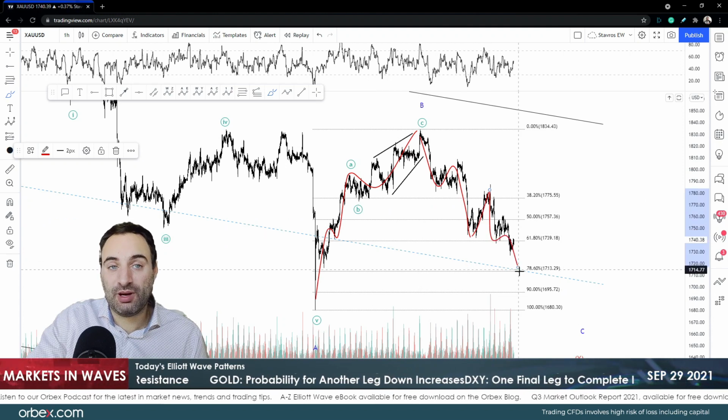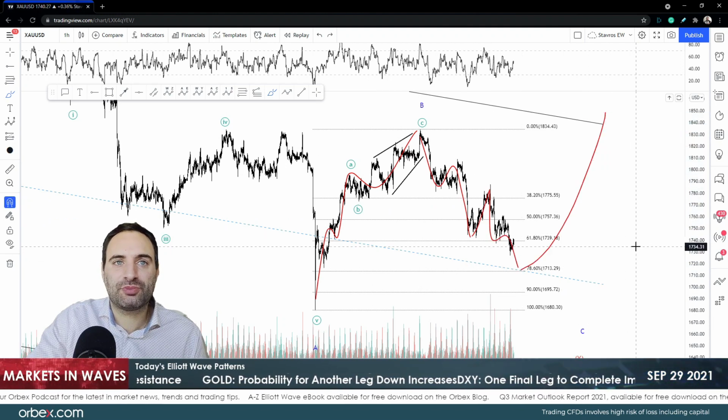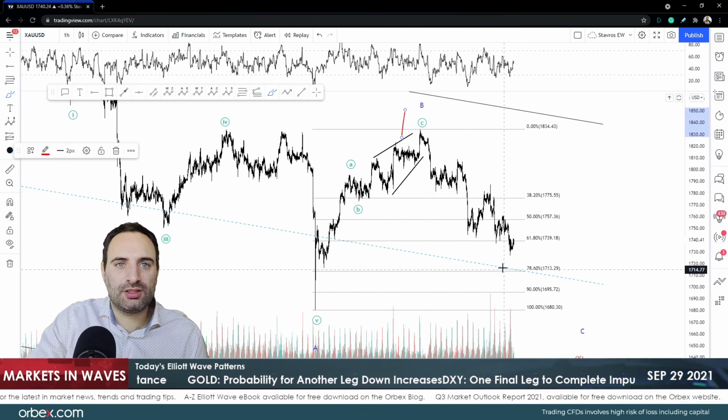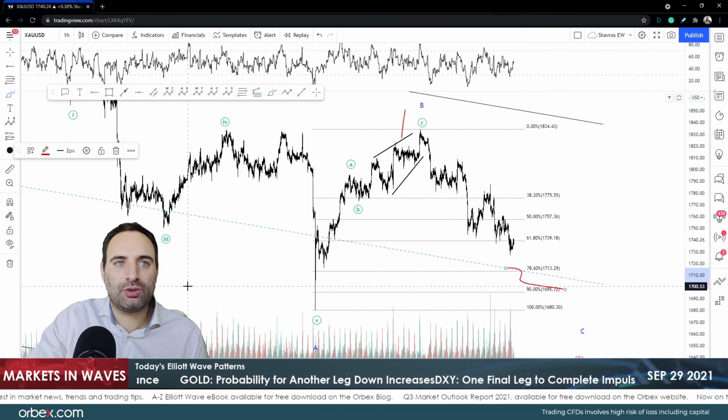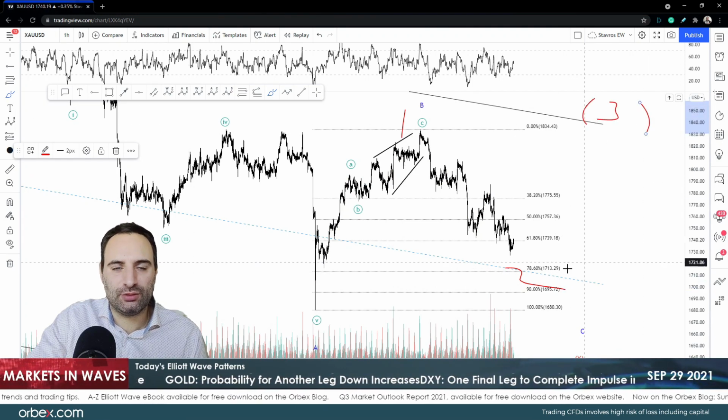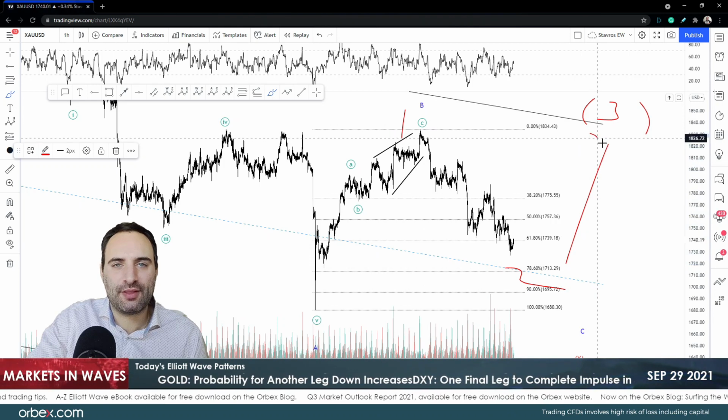W, X, and Y perhaps, and then we move all the way up, which means, you know, this is 1 and 2, which is also part of an intermediate wave 3. Don't forget that. Okay, so if we move up and break, that will be the 3 of 3.